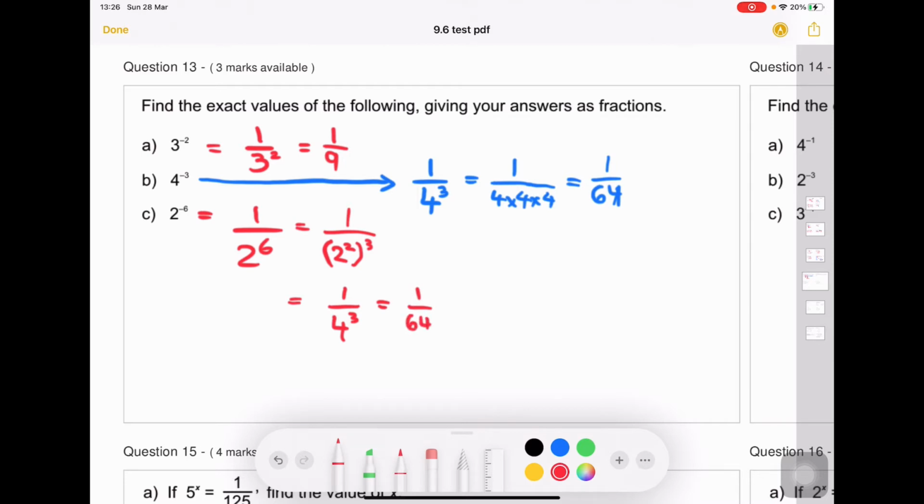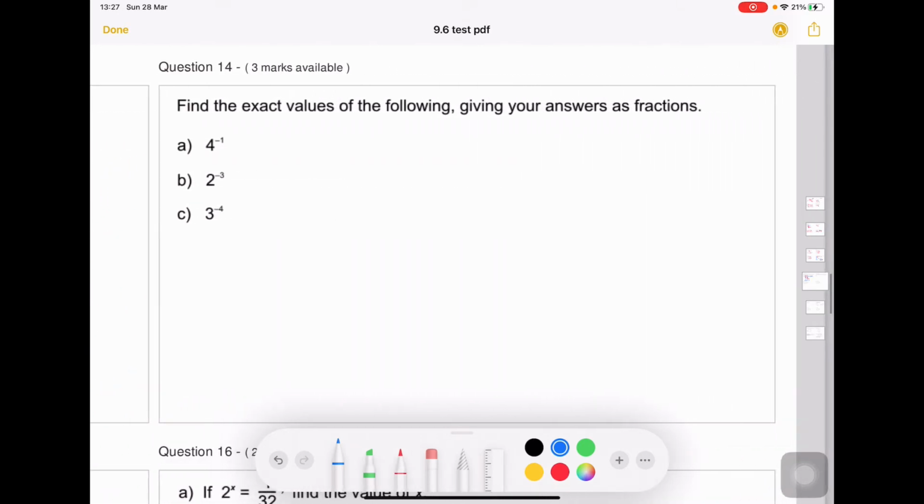Alternatively, you could do it the longer way, which is just to do 1 over 2 times 2 times 2, 6 times. But I found a shorter way, and it's one which will help you with harder questions in the future. Of course, if you don't understand this, it's just fine to do it this way as well, which will lead you to 1 over 64. Question 14, very, very similar.